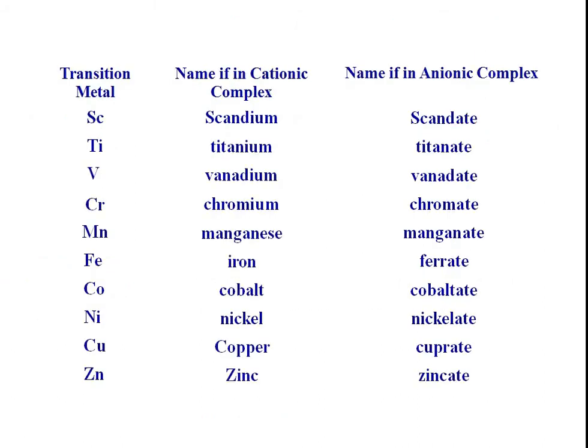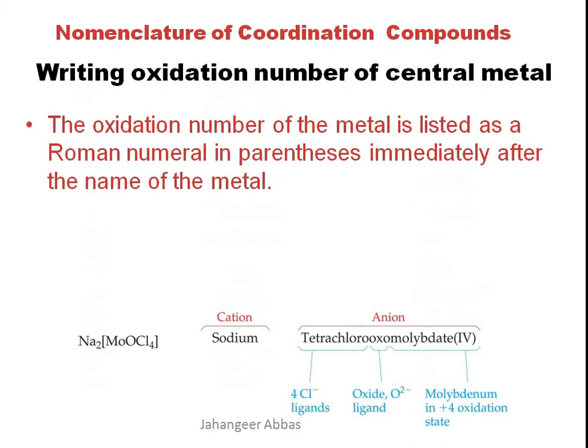These are metals when the complex is cationic or neutral. We will not change the name of these metals. But when the complex is anionic, we will change the name of the central metal and we will write ATE at the end of the central metal. How to write the oxidation number of the central metal? When we name the central metal, then we will write its oxidation number in Roman numerals.